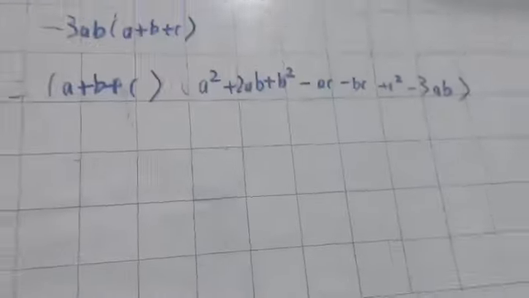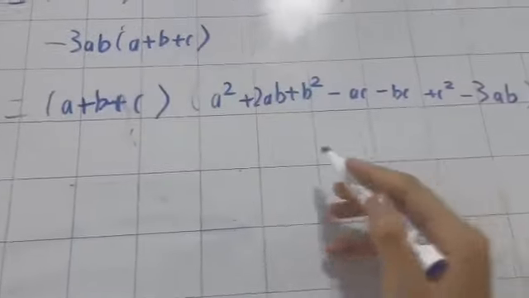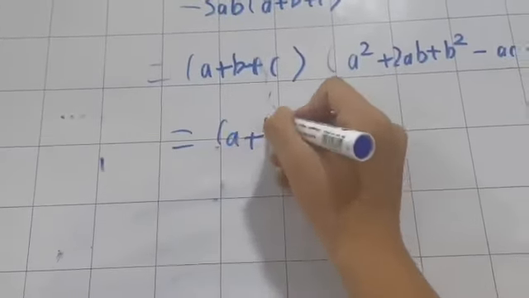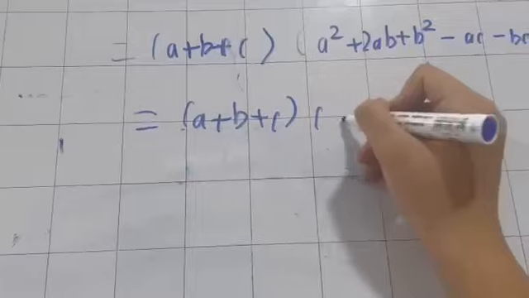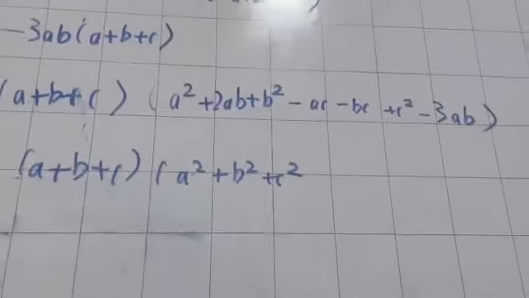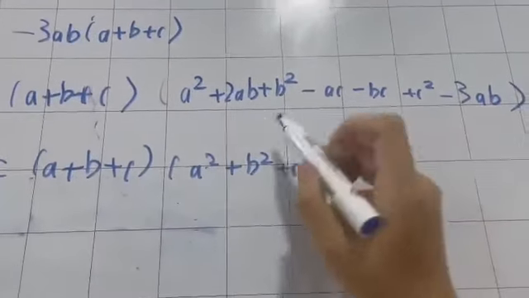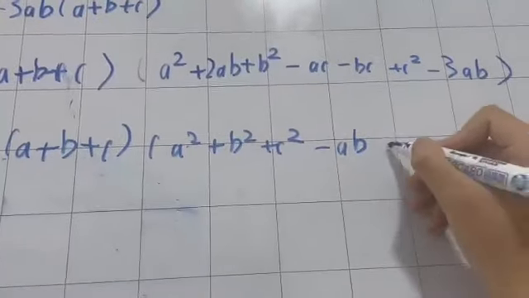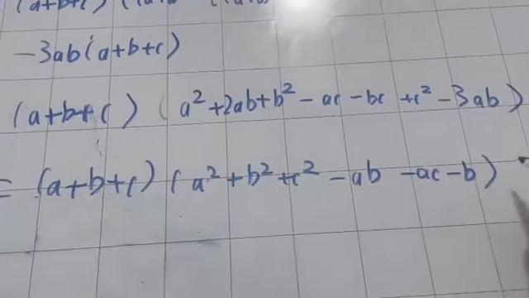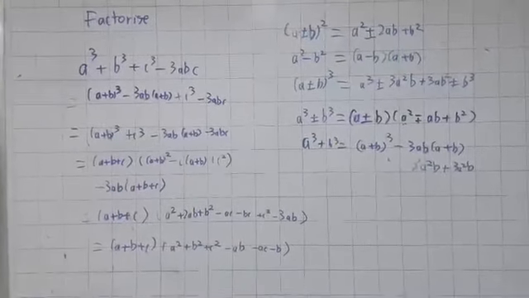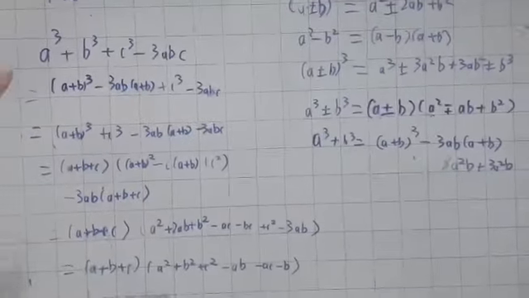And there's also one more step, just the last step, which is to group them. a squared plus b squared plus c squared, then 2ab minus 3ab is negative ab, minus ab, and then minus ac minus bc. And it's done. I'm going to let you take a quick look at everything again. So that's how you factorize this.